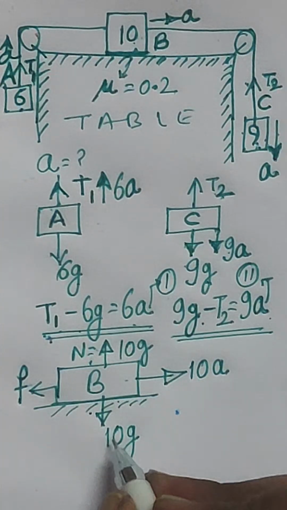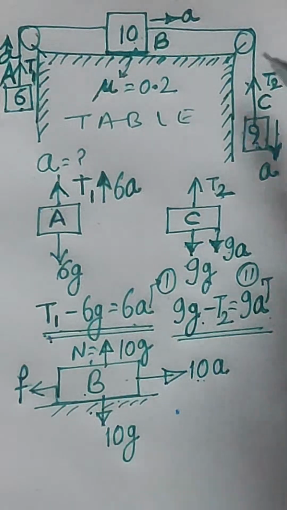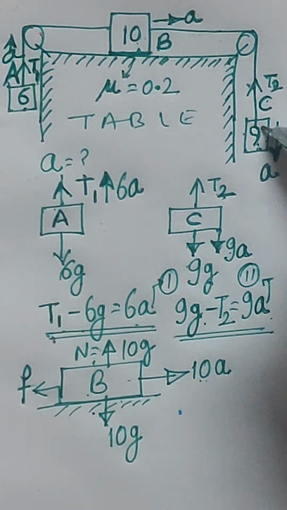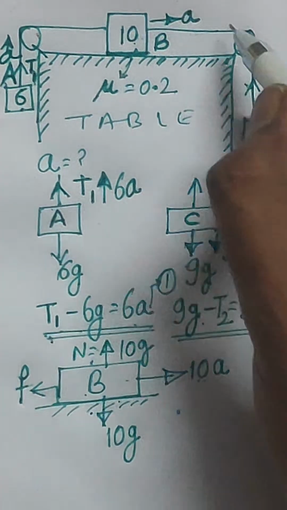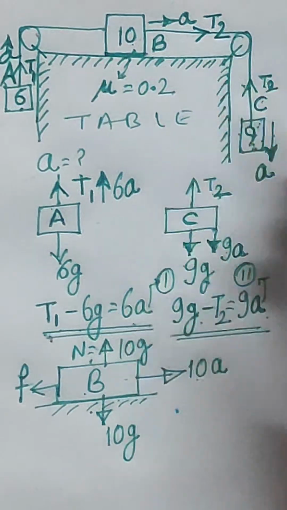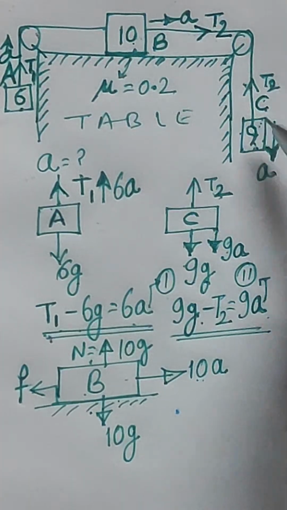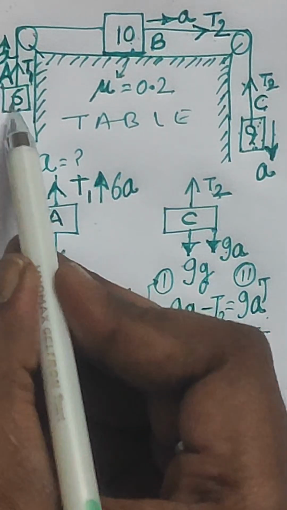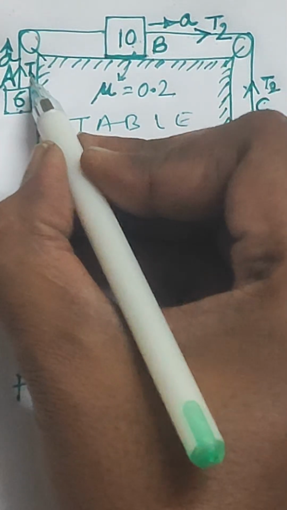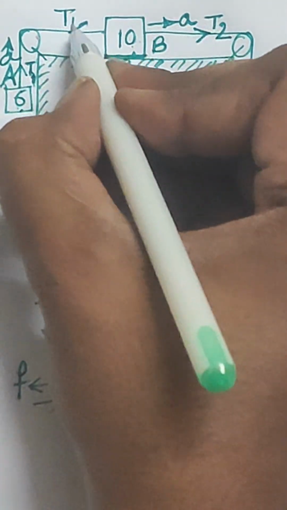So if this block is moving rightward, then it is connected with this string also, and this T2 tension which is acting on the block C will be acting here on the right hand side, because the string is the same. So T2 will be acting over here due to the mass of 9 kg, block C, and similarly due to block A, the mass of 6 kg, another tension T1 will be acting on the body, in this direction, right?